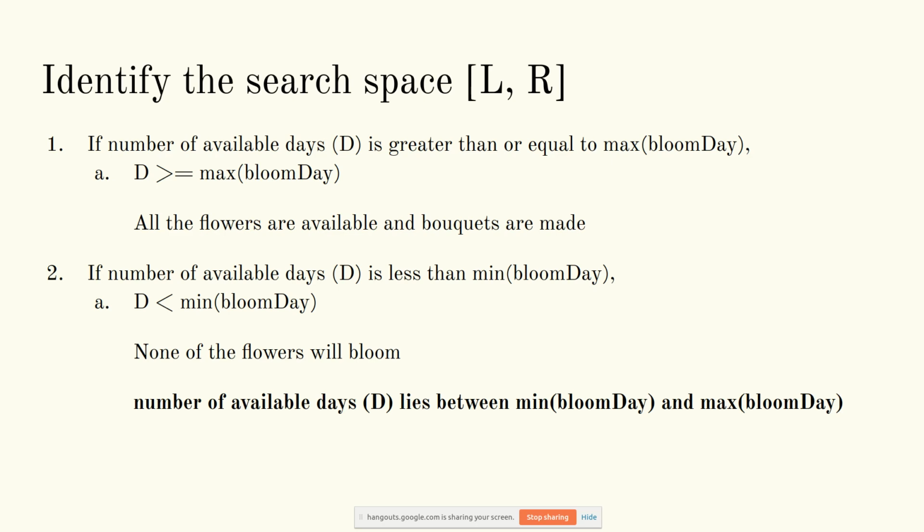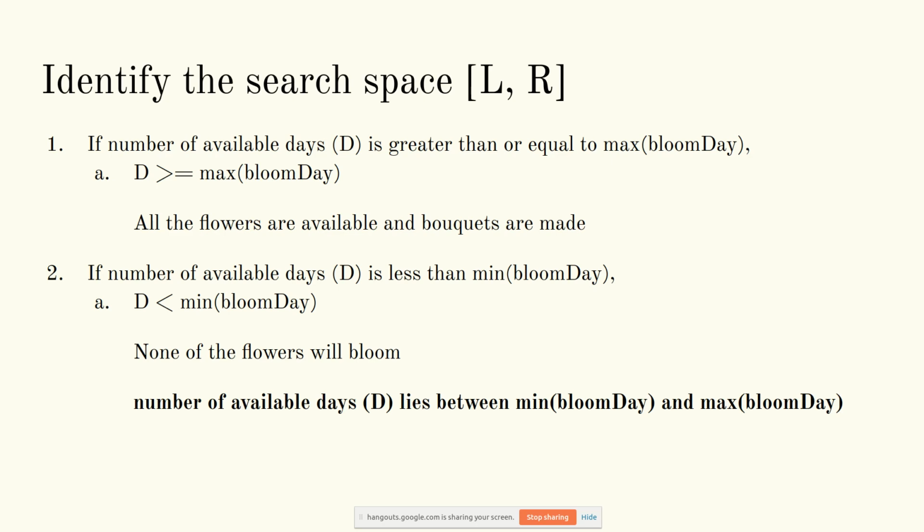So when do these extremes happen? The first extreme happens when the number of days is greater than or equal to max of bloom day. When we have the number of days more than or equal to the max of bloom day, all the flowers are available. Given our assumption that the number of flowers is more than enough for us to make the required m bouquets, we can say that all these bouquets are made. So our objective is accomplished.